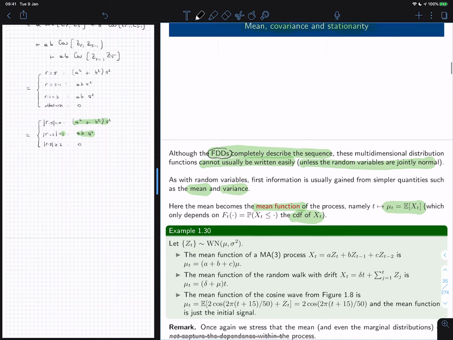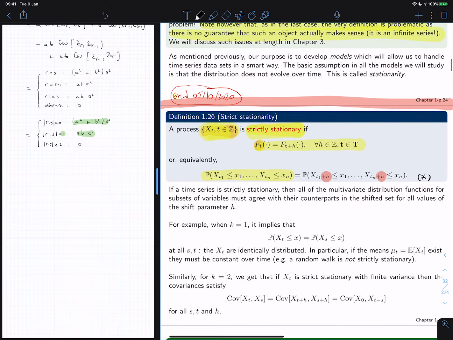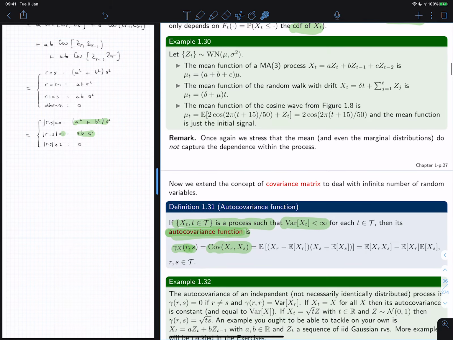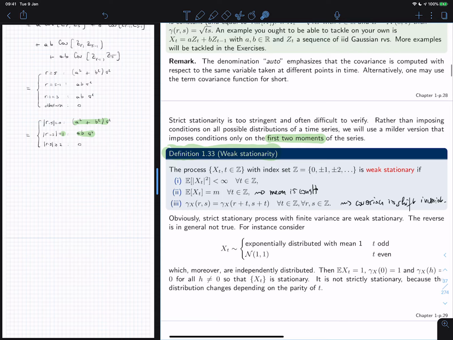So we saw just before that strict stationarity implies constant mean and implies shift invariance of the covariance function. Well, here we take this actually as a definition of a weak version of stationarity. We say that a process is weakly stationary, and therefore stationary, if it has constant mean and if it has, in some sense, constant covariance function. So obviously, strict stationarity implies weak stationarity, but the reverse is not true.